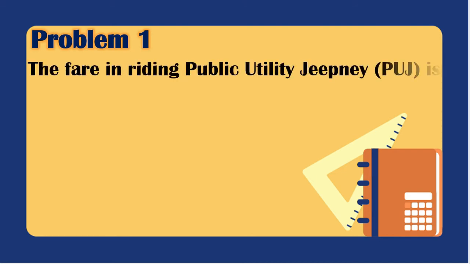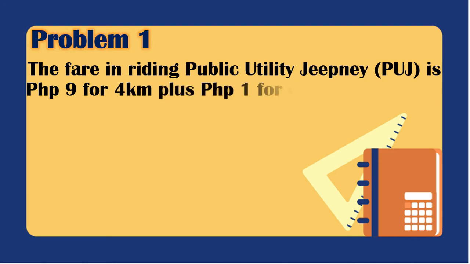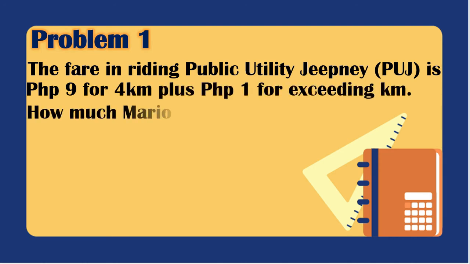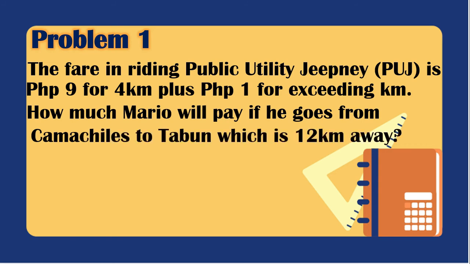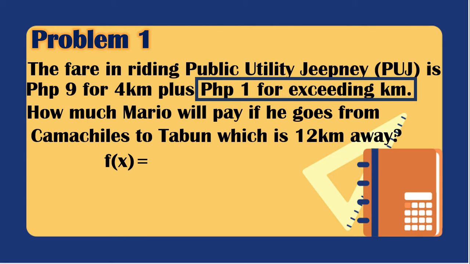Let us have problem number 1. The fare in riding public utility jeepney or PUJ is 9 pesos for 4 kilometers plus a peso for every exceeding kilometer. How much will Mario pay if he goes from Camachiles to Tabun, which is 12 kilometers away? First, we need to identify our linear function or the rule that we need to use here. So we will have f of x, and here it says that in every exceeding kilometer, he will pay a peso, so that is only x.